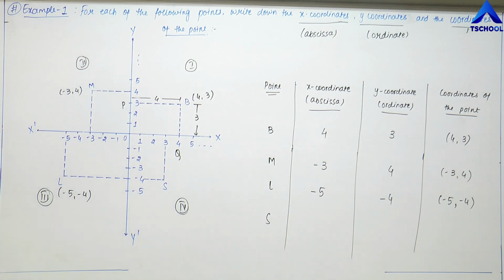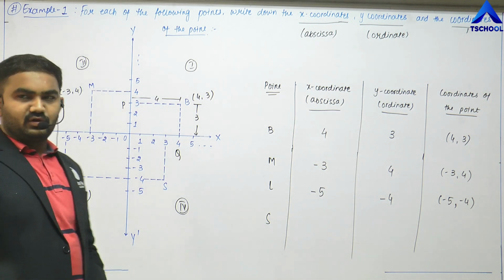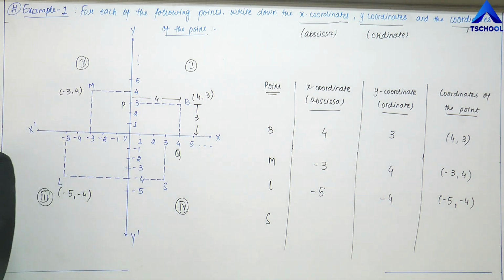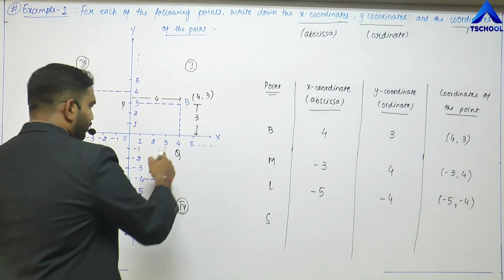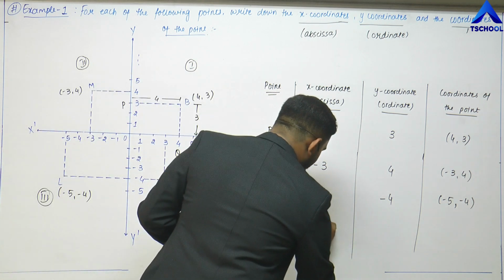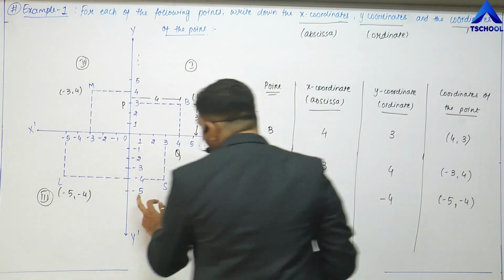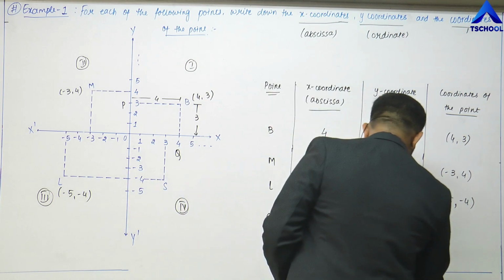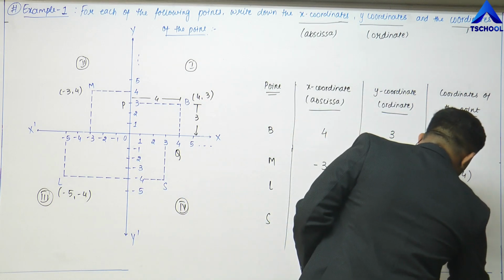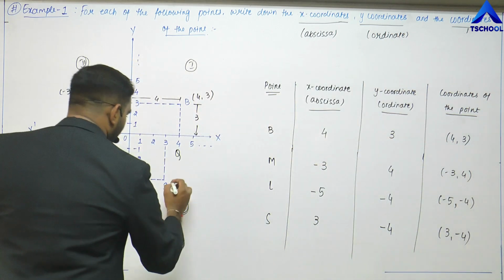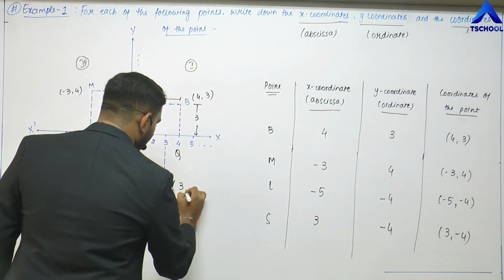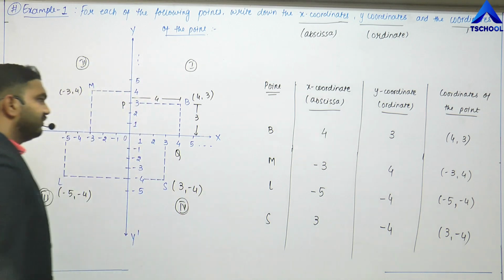And for the last one, S lies in the fourth quadrant, which is made up of positive x-axis and negative y-axis. So positive x-axis corresponds to 3, and negative y-axis corresponds to minus 4, and hence we get the point 3 comma minus 4. So the coordinates of S are 3 comma minus 4.